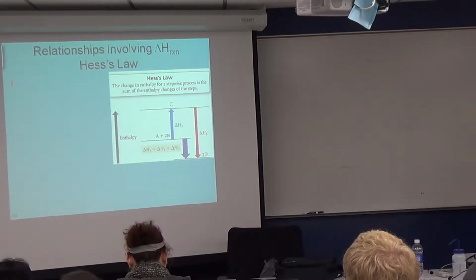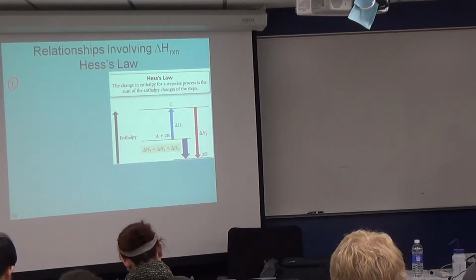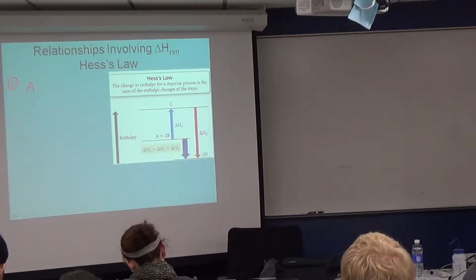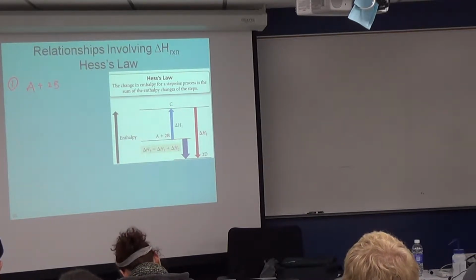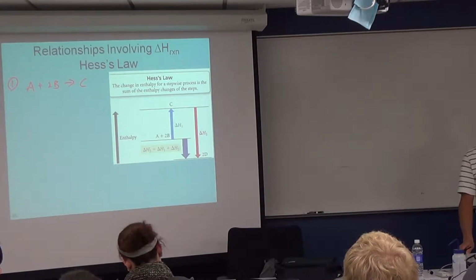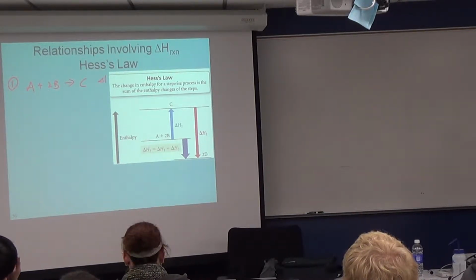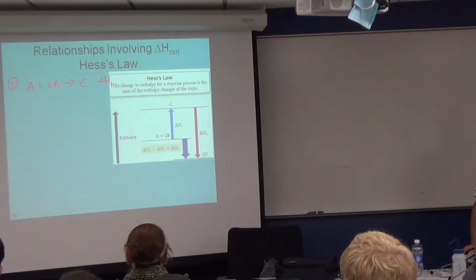Right, so let's see equation 1. As I said, from this picture, it means A plus 2B produces C. Okay? So this is our reaction 1. Right? And every process, every chemical reaction has a delta H. Now this delta H, we call that delta H1, because this is reaction 1.